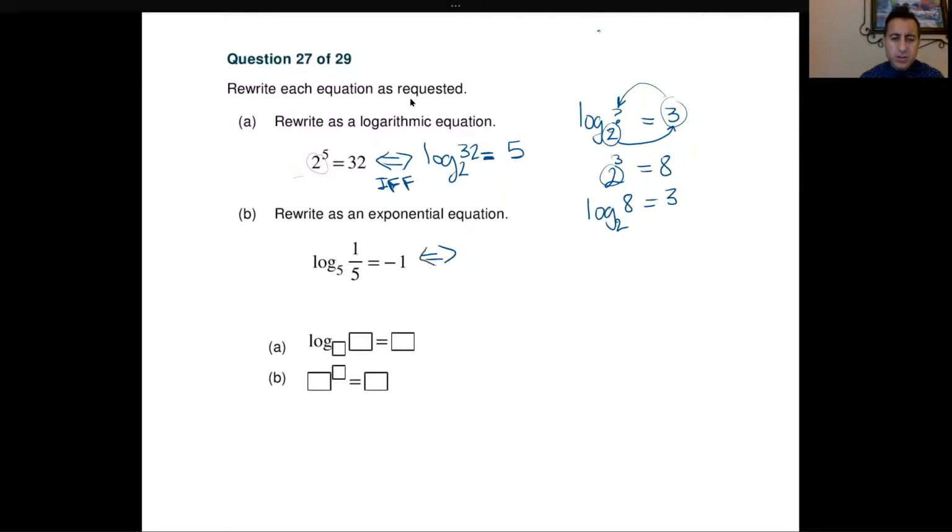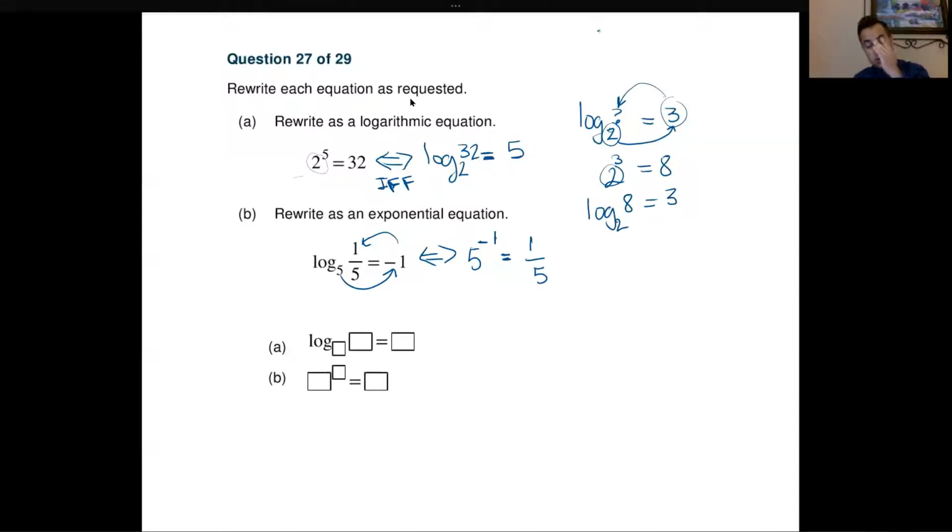Similarly here, 5, here we're going back to the exponential form, 5 to the -1 power there equal to the inside, which is 1/5.